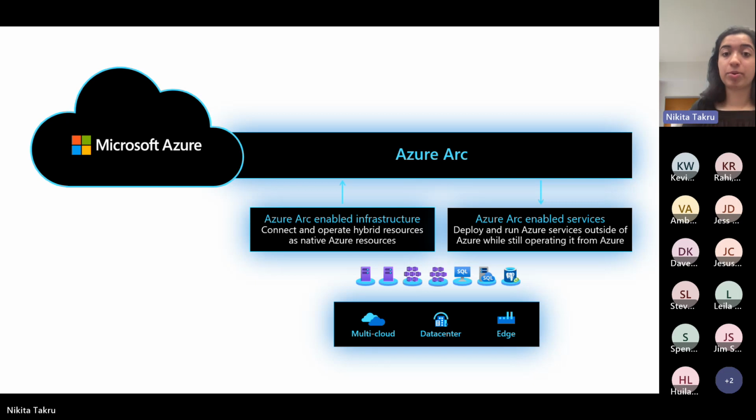Now let's dive deeper into Azure Arc. Azure Arc offers 2 deployment options. One is you can connect your hybrid resources to Azure as if they're native Azure resources. And the second option is you can actually bring Azure services to your own infrastructure. In both cases, you're able to manage, secure, and protect from Azure and operate directly from Azure as well. And we'll see some of this in action today too.